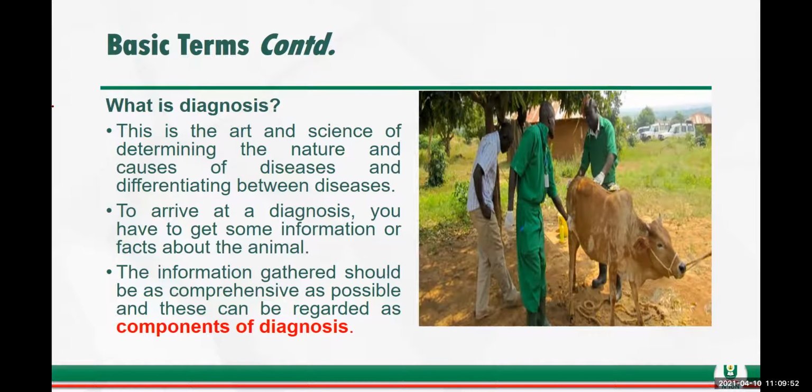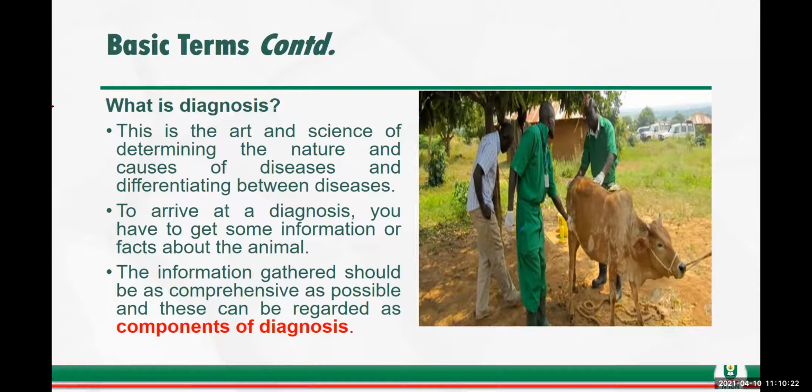Now let's go on. What is diagnosis? This is the very last point we'll be looking at today, diagnosis. This is the art and science of determining the nature and causes of diseases. And it's also used in differentiating diseases. You want to know what is causing this disease as different from what is causing another disease. So that is diagnosis for you.